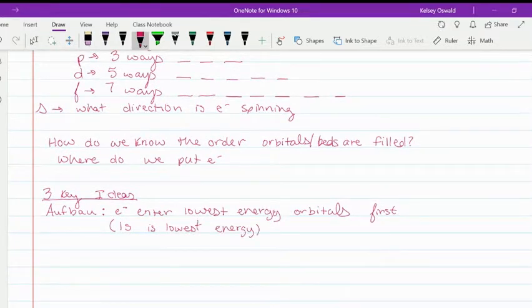Okay. The second key idea is the Pauli exclusion principle. And Pauli said that no 2 electrons can have the exact same address.